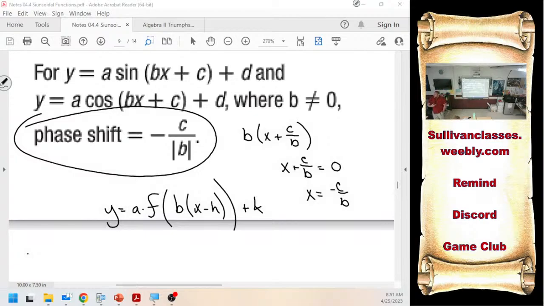Now you could have done this all the way back through transformations in Algebra 1 and 2. You could have just said that the horizontal translation is always h over b and just never factored.